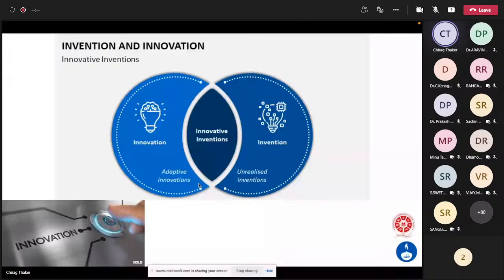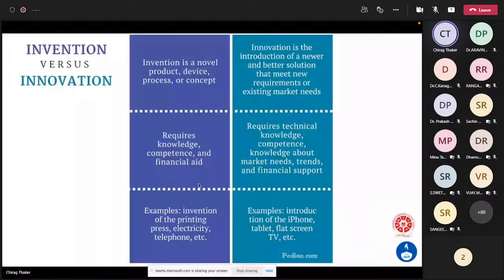So, let's try to understand the difference between invention versus innovation. Invention is a novel product or a device or a concept. Innovation is the introduction of a newer and better solution that meets new requirements or existing market needs. Invention requires knowledge, competence, and financial aid. Innovation requires technical knowledge, competence, knowledge about market needs, trends, and financial support. What are the examples of invention? Invention of the printing press, Gutenberg, electricity, Thomas Alva Edison, Alexander Graham Bell, telephone. These are invention examples. What are innovation examples? The products were there, the telephones were already there, but introduction of iPhone, tablet, flat screen TV. Televisions were there, flat screen TV is innovation.